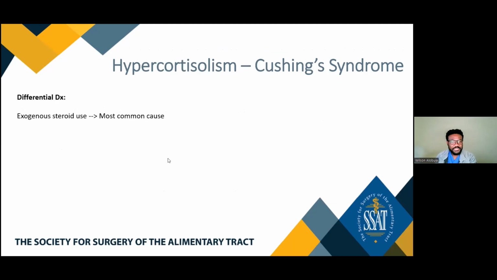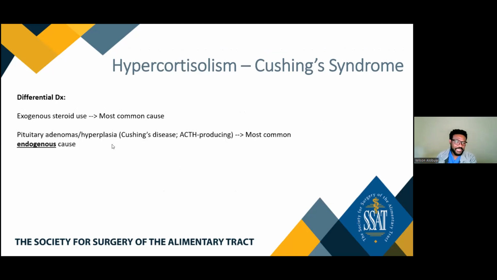So the differential diagnosis here, and this is another common question on the ABSITE: the most common cause of hypercortisolism is actually exogenous steroid use. So always make sure that the patient is not taking steroids. And if they are, make sure they're not taking too much, because that's what will cause them to have Cushing's syndrome. And the most common endogenous cause is actually a tumor in the pituitary gland.